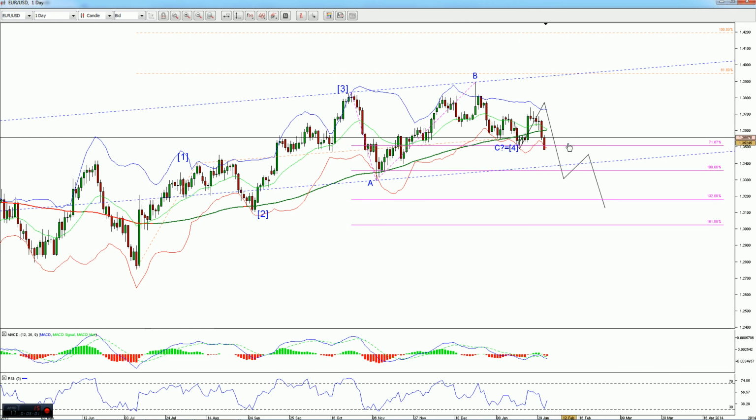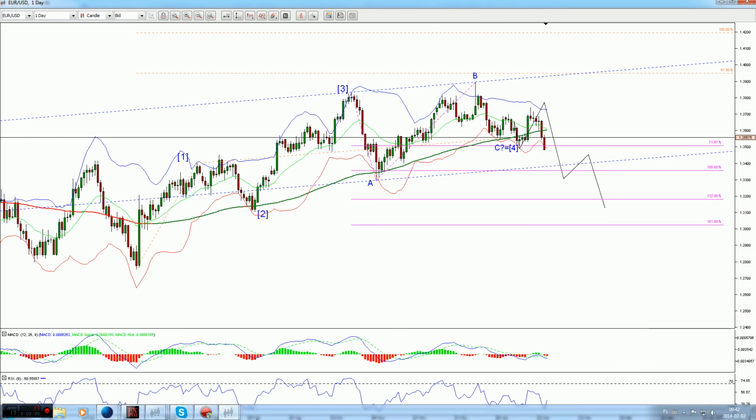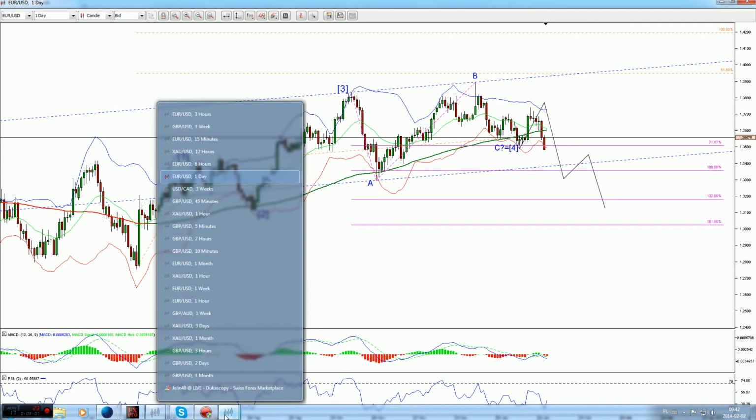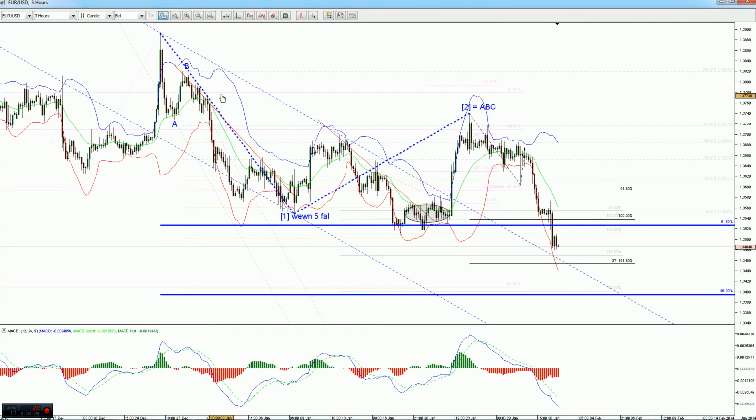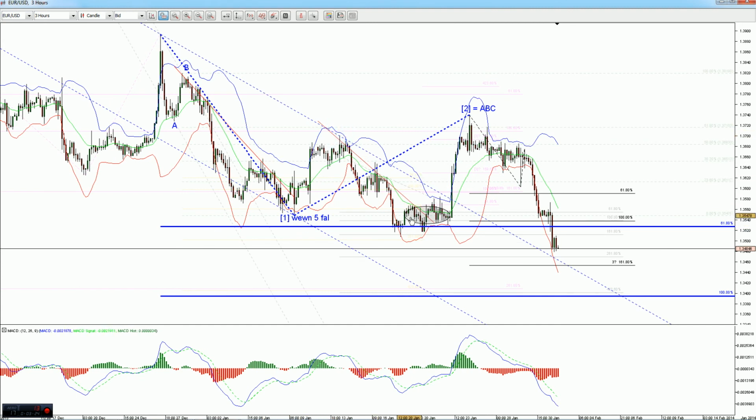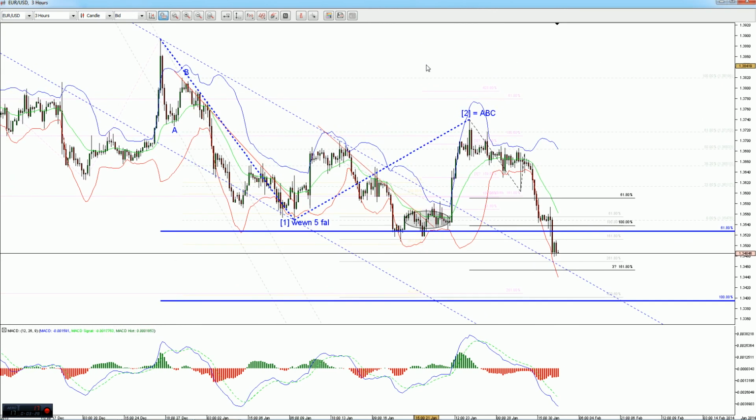So that's the daily chart. On the daily we are at the Bollinger lower band, and I've got some additional counts on the 3 hours chart. This is 1 and 2, not an A and B. This is a bigger one, which consists of 5 waves to the downside. So this is an impulse to the downside, A, B, and C. So that's the second wave.